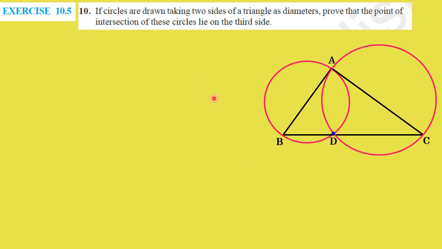Here what we have to prove? This point of intersection, that is this D, lies on the third side. By the figure it is lying on the third side. We see very clear, is it? Very clear, but we need to prove it. Though it is very clear in this figure, we have to prove it. So how we will prove that? So let us see.